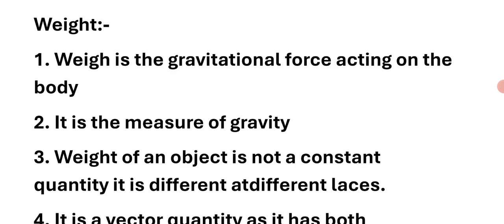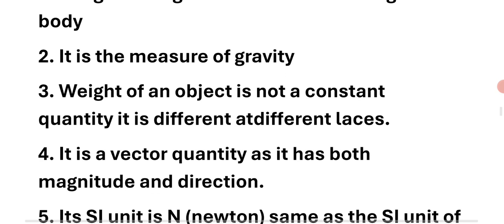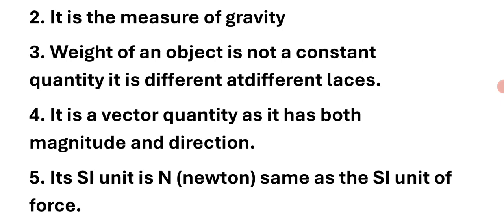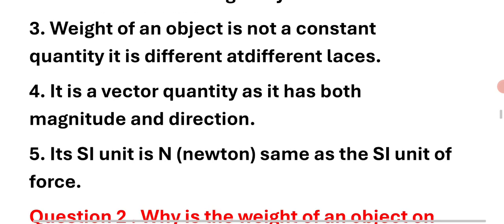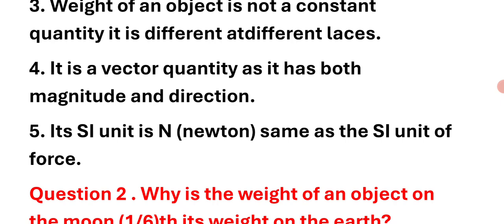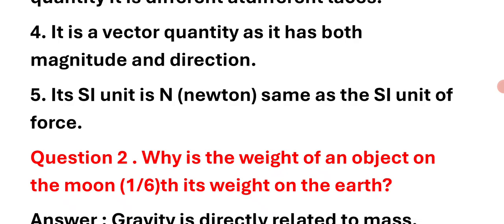Weight. First, weight is the gravitational force acting on the body. Second, it is a measure of gravity. Third one, the weight of an object is not a constant quantity, it is different at different places. Fourth, it is a vector quantity as it has both magnitude and direction. Fifth one, its SI unit is Newton, same as the unit of force.